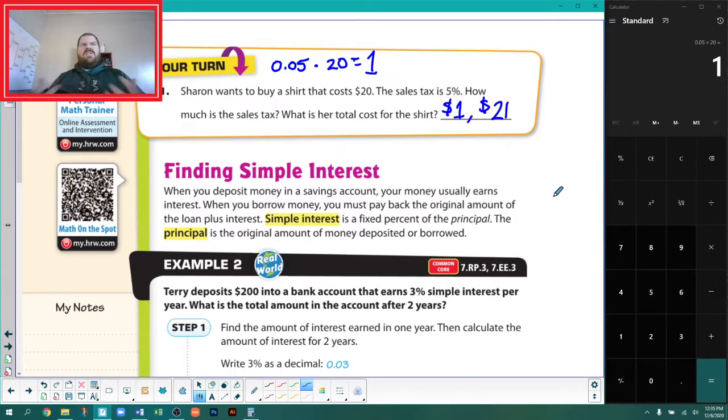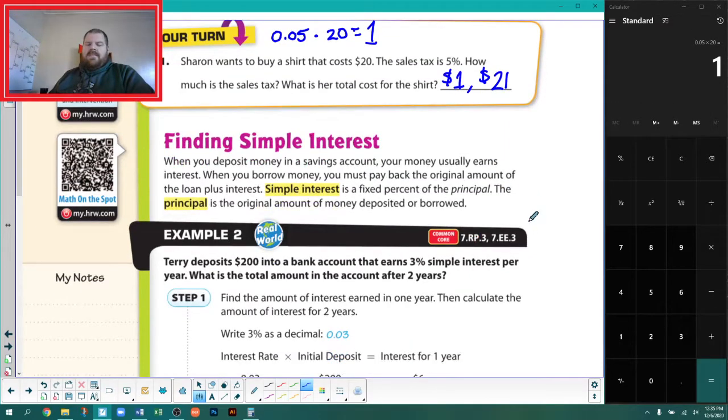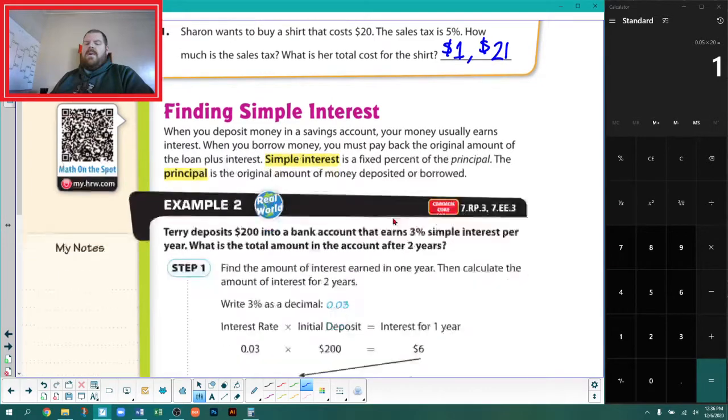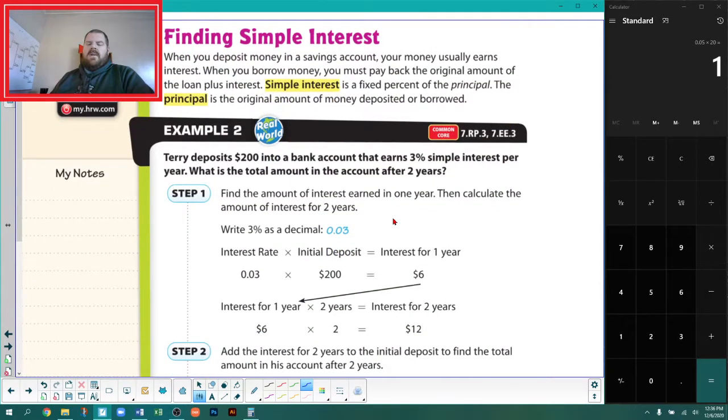So because you're allowing the bank to use that money when it's in a savings account, you're earning interest on that. The other situation is that when you borrow money, you have to pay back the original amount plus some interest. So both of these are examples of simple interest. Simple interest is a fixed percent of the principal, the original amount of money that you either put in or borrowed from the bank.